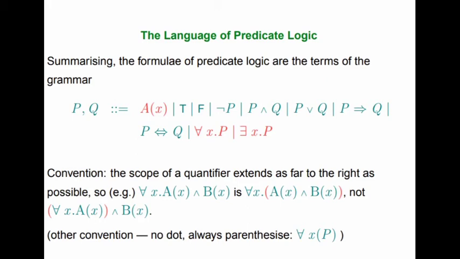Convention. The scope of a quantifier extends as far to the right as possible. So, for all x, A of x conjunction B of x is for all x the quantity A of x conjunction B of x, not the quantity for all x A of x conjunction B of x. Other convention. Note that always parentheses for all x of P.